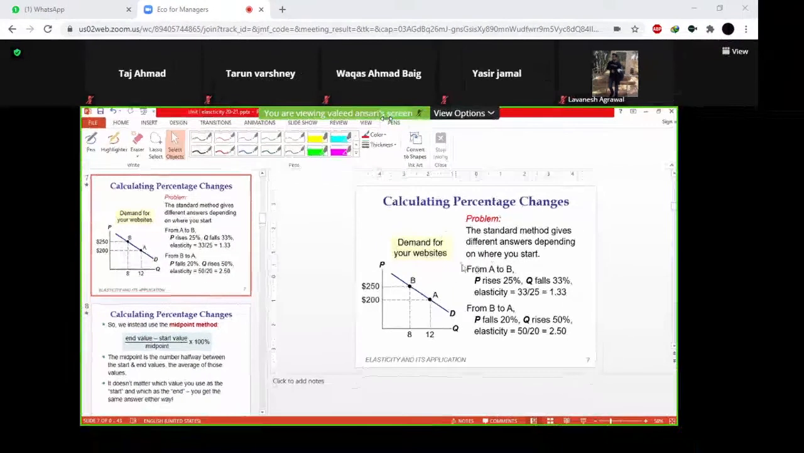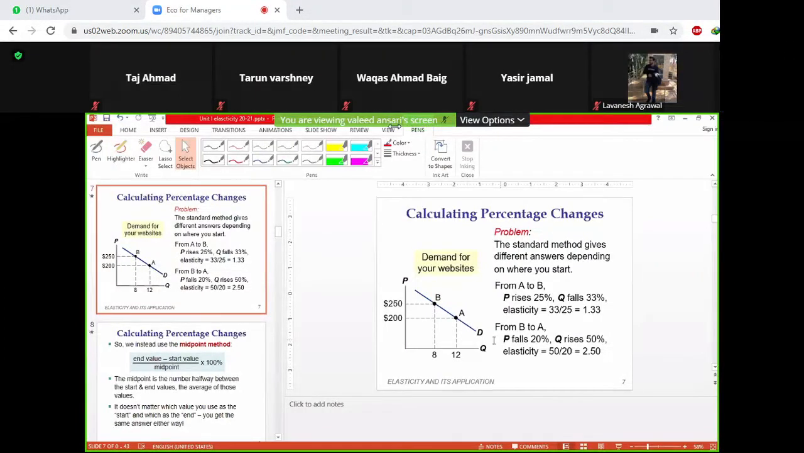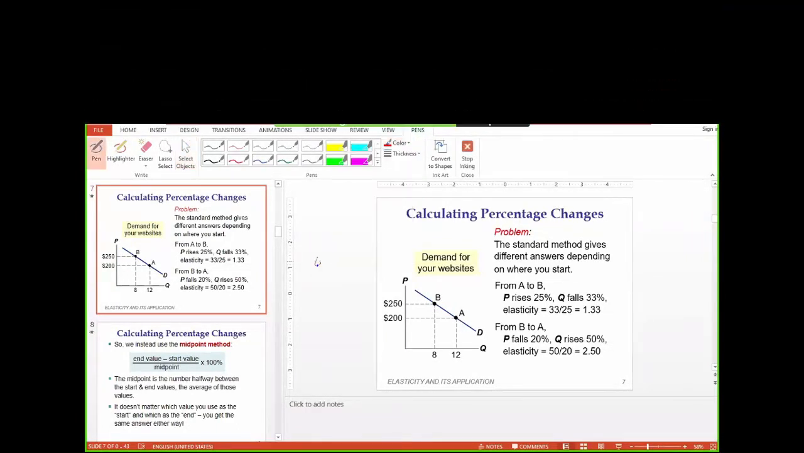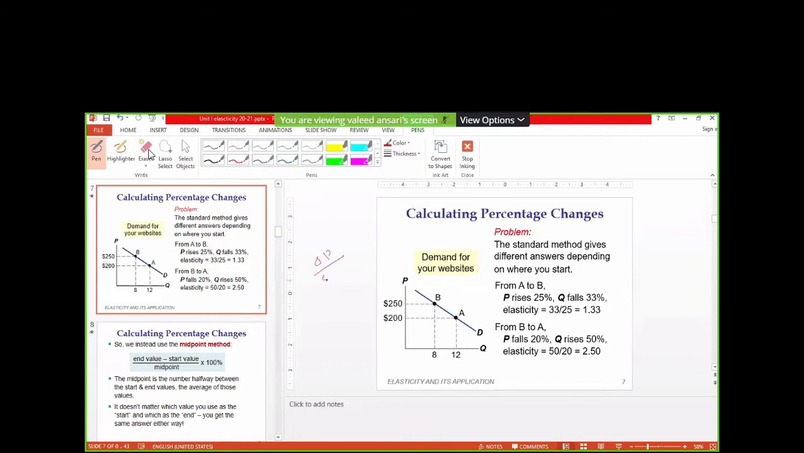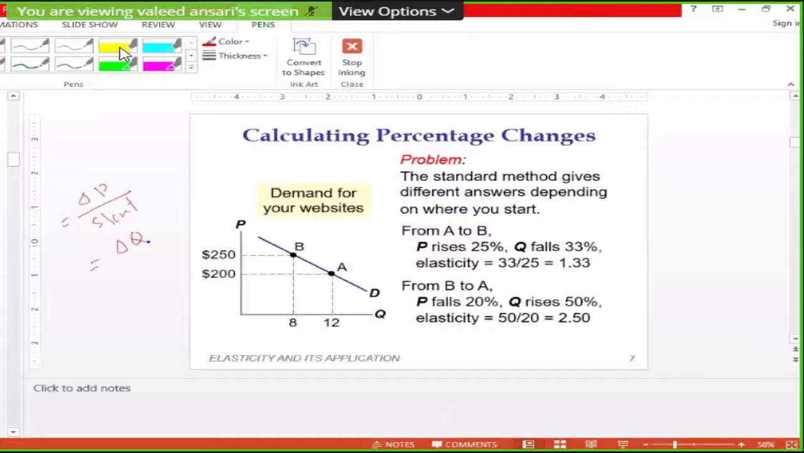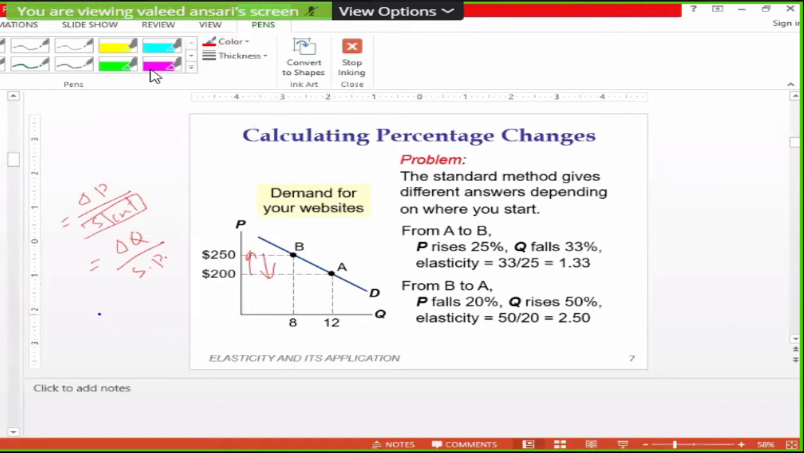So the problem which I told you is explained here in this slide. If we are using the traditional method, then what will happen is that change in price is divided by the starting point to arrive at the percentage. Similarly, change in quantity divided by starting point. So what we will do here to overcome this problem, for example, in the price elasticity of increase or decrease, we will take in the numerator the average quantity.